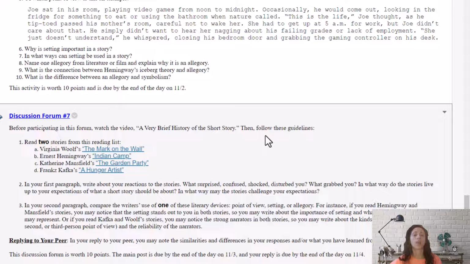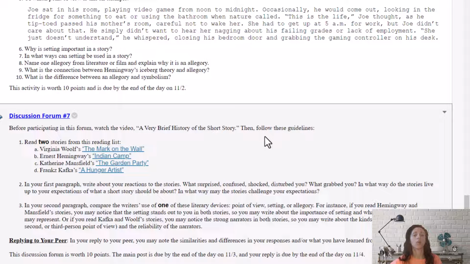Then in your first paragraph, write about your reactions to the stories. What surprised, confused, shocked, disturbed you? What grabbed you? In what way do the stories live up to your expectations of what a short story should be about? In what way may the stories challenge your expectations?